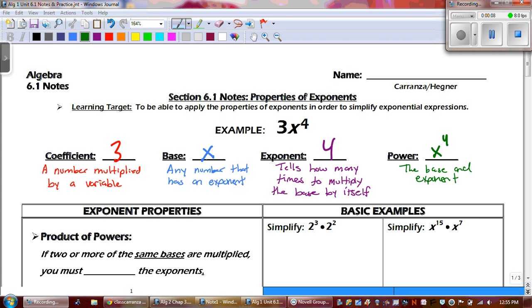Today we're going to be talking about properties of exponents. Our learning target today is to be able to apply the properties of exponents in order to simplify exponential expressions.